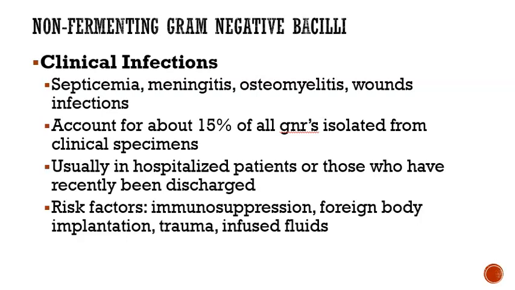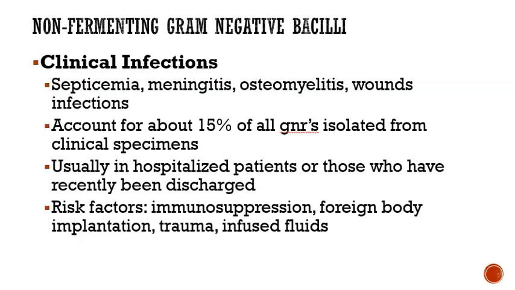Some clinical infections that these organisms are mostly associated with: septicemia, meningitis, osteomyelitis, and wound infections, especially wound infections following surgery or some type of trauma. They account for about 15% of all gram-negative rods isolated from clinical specimens. You're going to see them usually in hospitalized patients or those who have recently been discharged.